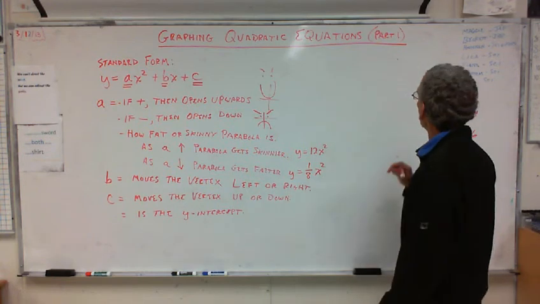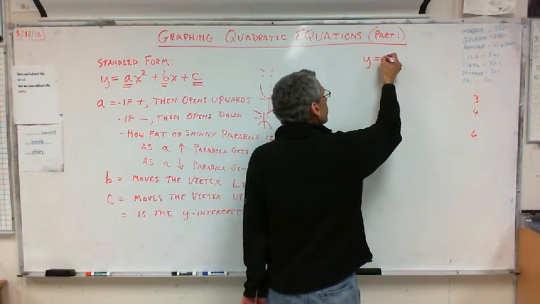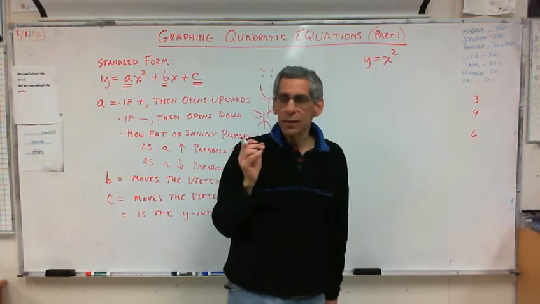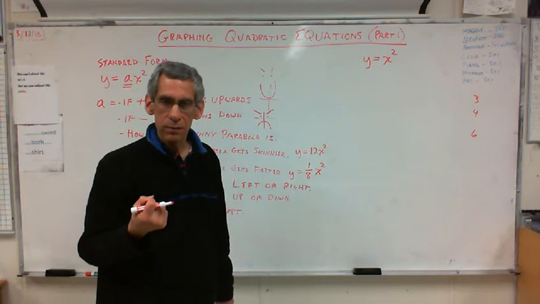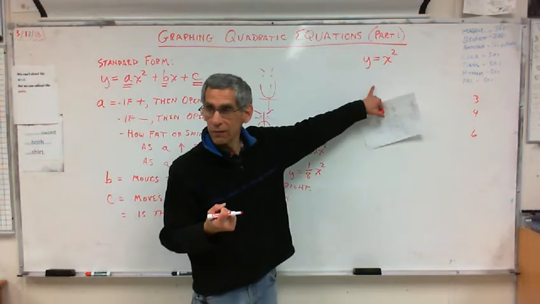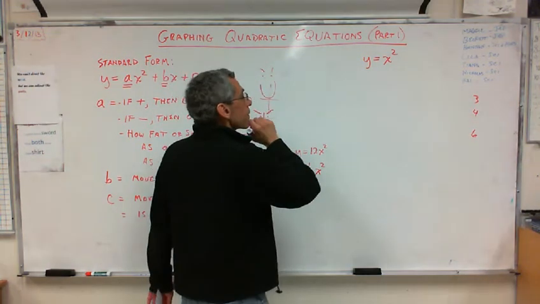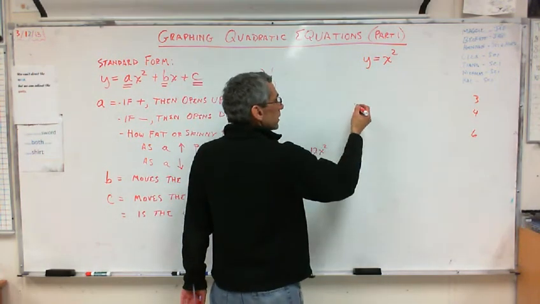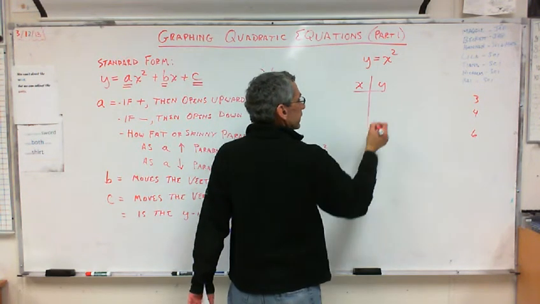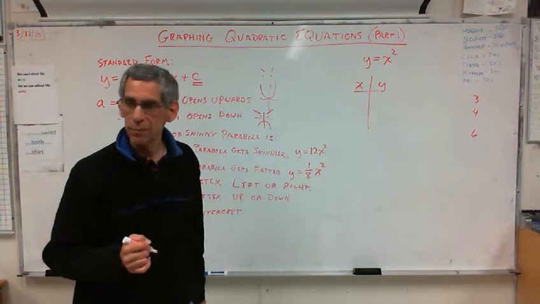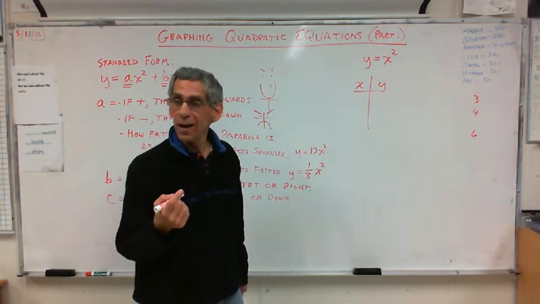Okay. Now what we're going to do is graph y equals x squared. This is the most basic quadratic equation you could get. Y equals x squared. We're going to actually graph this, and we're going to use a t-chart. Now, with a t-chart, you have x, and you have y, and you have a big T.